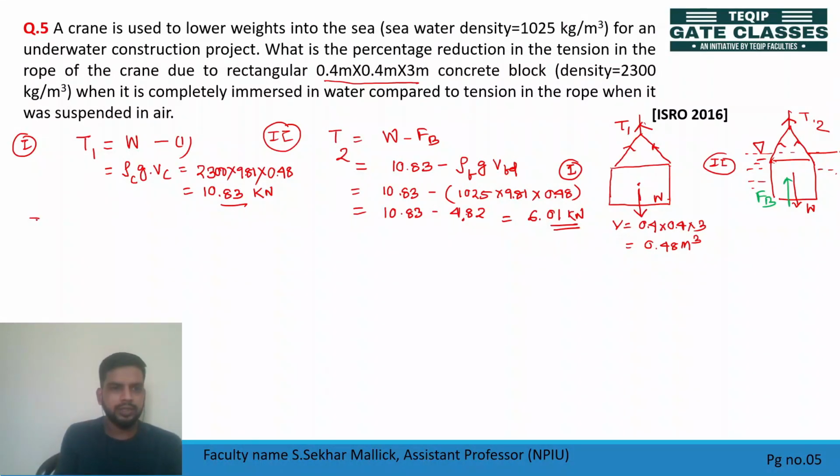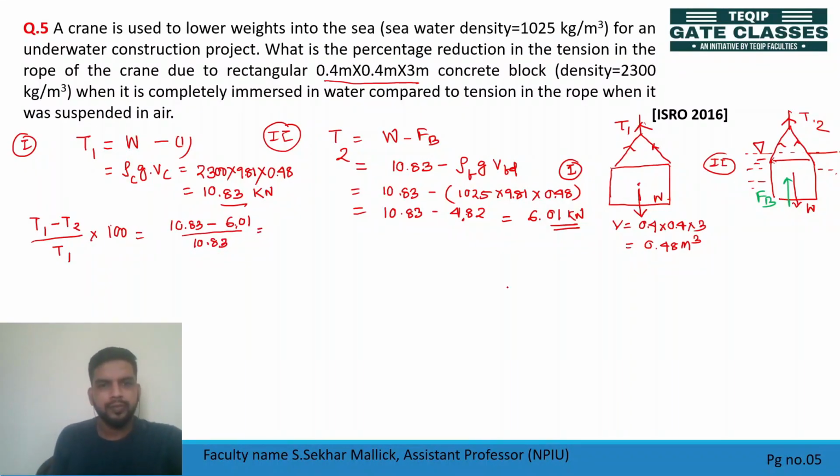Reduction in tension is T1 minus T2, and if I divide by T1, then we will get percentage reduction. So how much percentage reduction? 10.83 minus 6.01 divided by 10.83. Is it coming 45%?